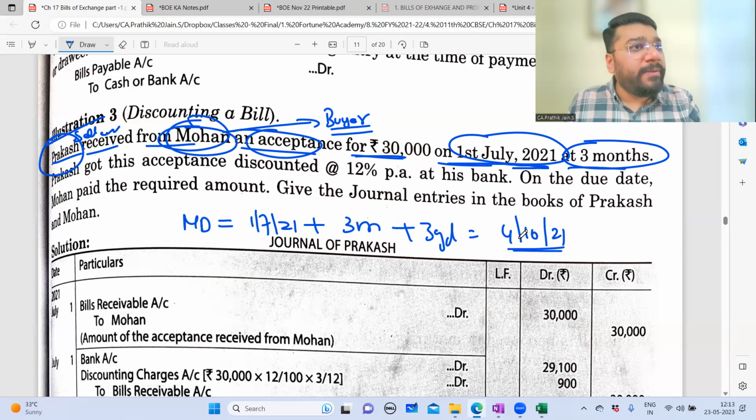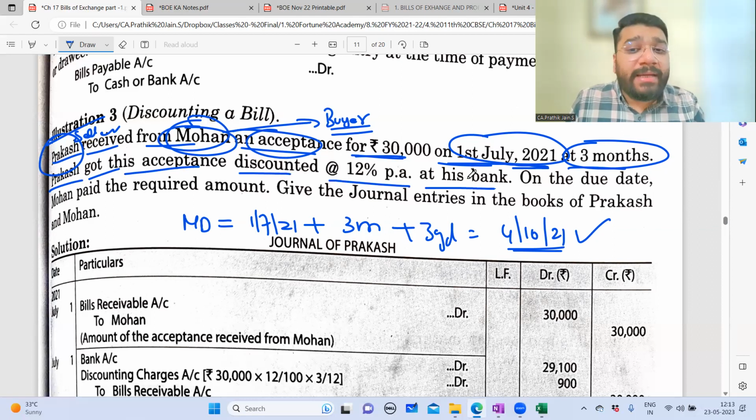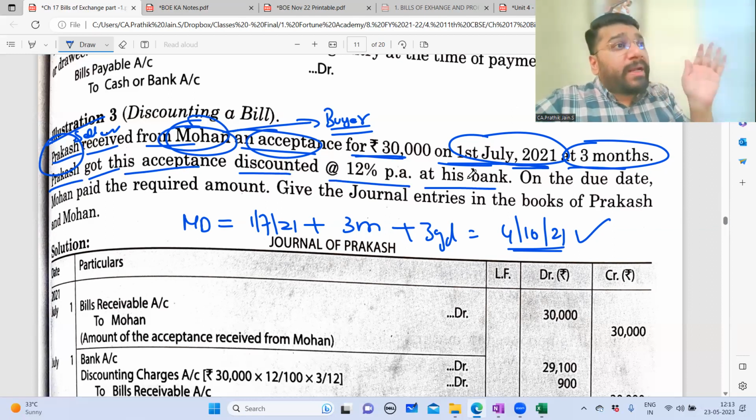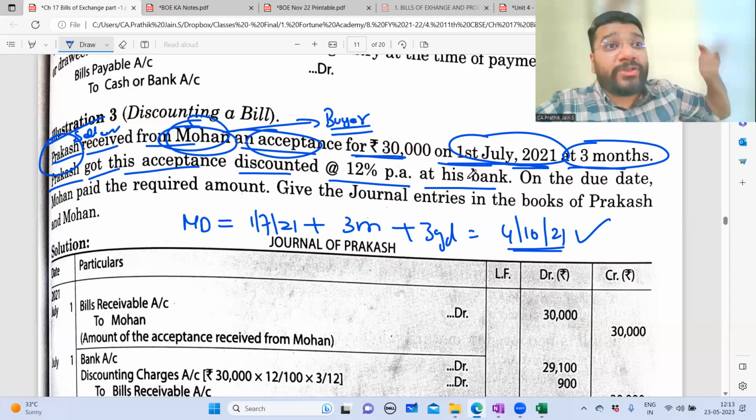Is this a public holiday? Is this an unforeseen holiday? Nothing mentioned. So this will be my final maturity or due date. Now, Prakash got this acceptance discounted at 12% per annum at his bank, which means what? Prakash is not holding the bill till maturity. If Prakash had been holding this bill till the date of maturity, then it would be case 1. Is he holding the bill with him? No, he's got the bill discounted with the bank. So this is case 2.